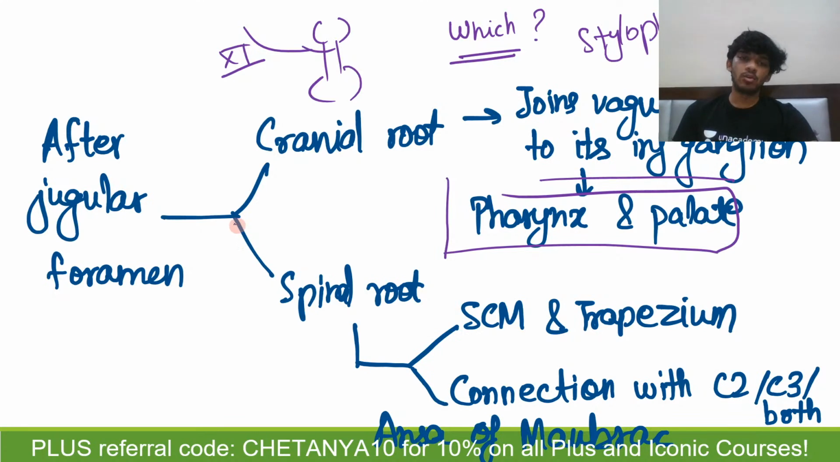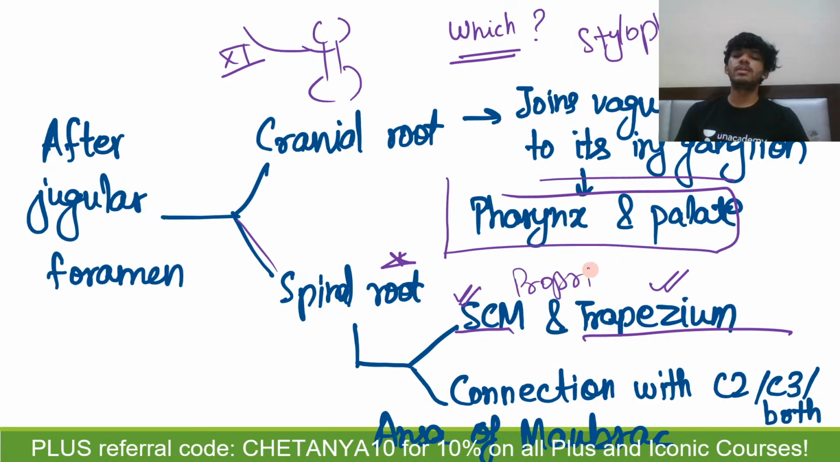Then you will have a spinal root. Questions on the spinal root are also very common. The spinal root supplies the sternocleidomastoid and the trapezius. It supplies two muscles, the sternocleidomastoid and trapezius. It is very important to remember these muscles. And they also have proprioceptive fibers, which you also need to remember.